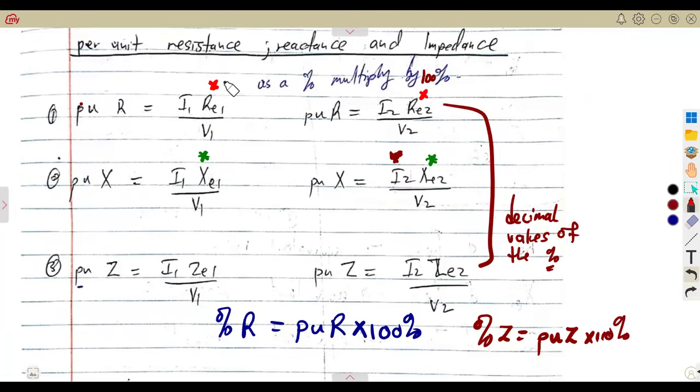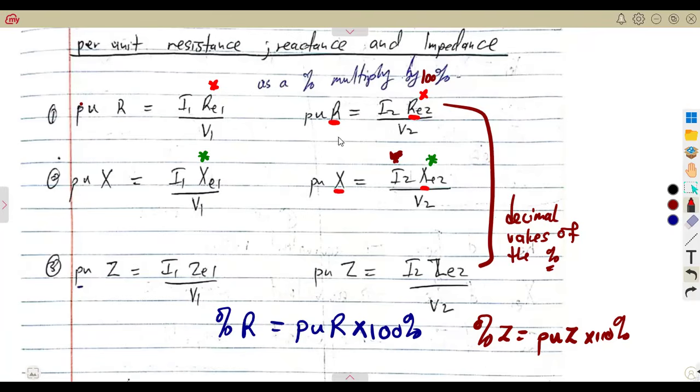Resistances and reactances of the equivalent are hidden. Secondary side, they are hidden here. RE2 and XE2, they are hidden here. So meaning to say, if someone has a per unit resistance and a per unit reactance, that person can use it to calculate these values.